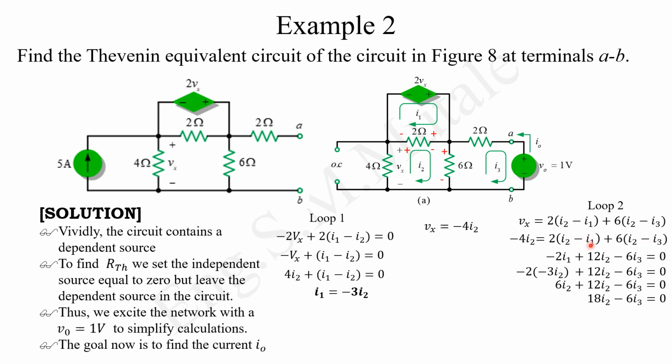Okay, so in here where there is I1, we substitute with negative 3 I2. This is what you are having here. When you simplify, you are having this one here. From that, we are having this as our equation from our loop 2.